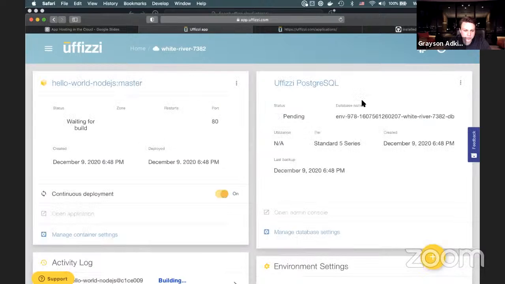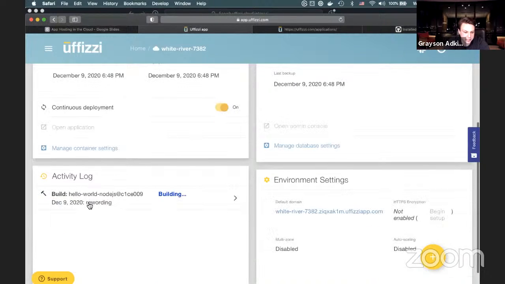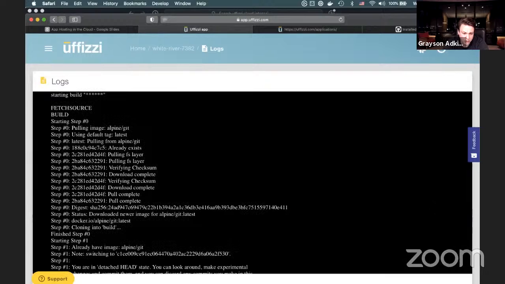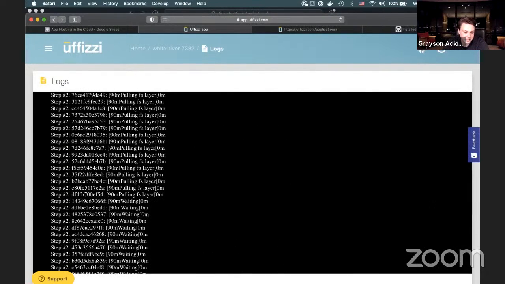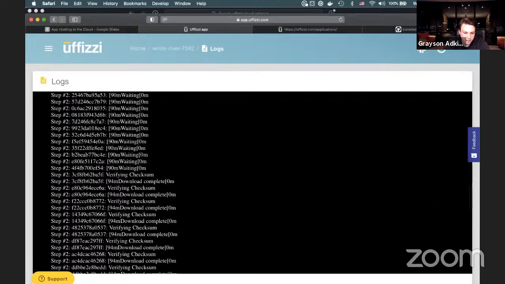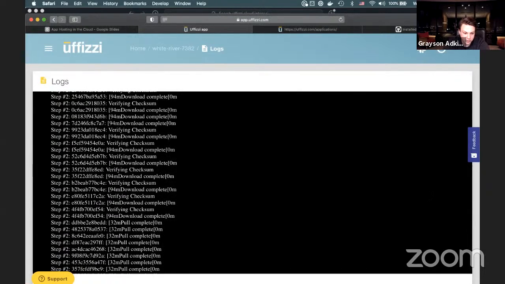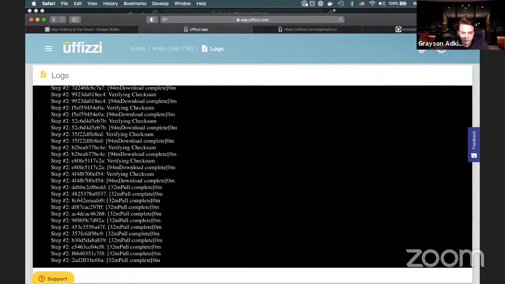But here we go. So this is our dashboard. We've got our hello world application, which is in the process of building. As you can see here in our activity log, I can drill down into these logs and see what Uffizzi is doing. So it has automatically detected that this is a Node.js application and is pulling dependencies, bundling assets, and is building it because it knows it's Node.js. So all that's being done automatically under the hood for you.